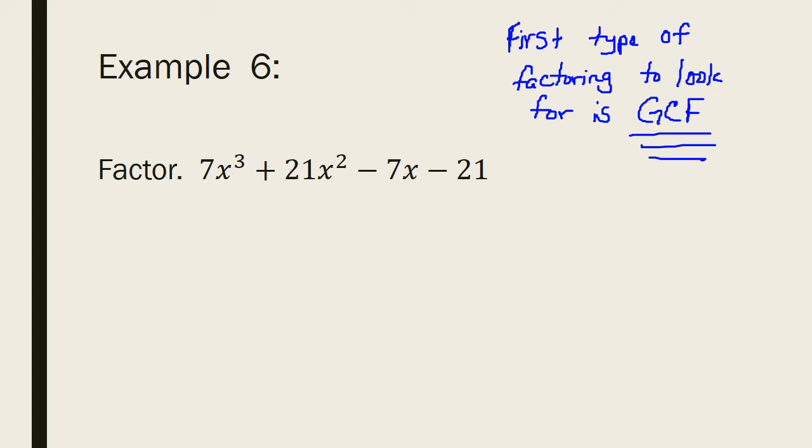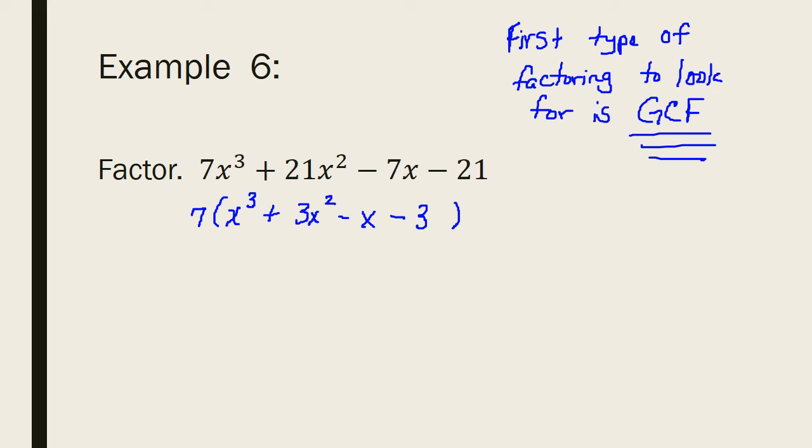I'm sorry, not 7x. They don't all have an x. It's just 7. So we are going to do 7, one set of parentheses, and then divide each term by 7. So that gives us x to the third plus 3x squared minus x minus 3. All right, next. After that, I don't have a GCF, but I still have 4 terms. And you should know that whenever you've got 4 terms, the best thing to look for is to see if you can factor by grouping.